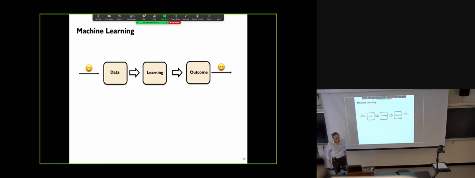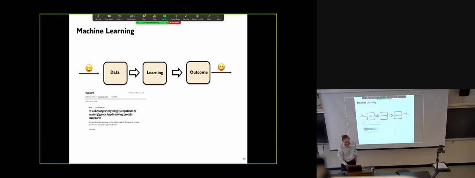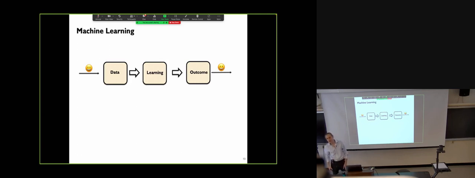So what is machine learning? It's essentially this process of learning where we have, for example, three components. On a brief overview, we have some data and we have an outcome that we want to predict. And here machine learning is essentially the learning part which takes in the data and gives you the outcome.